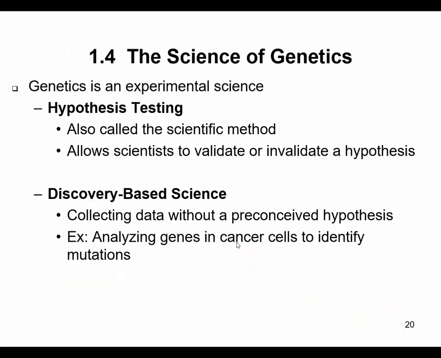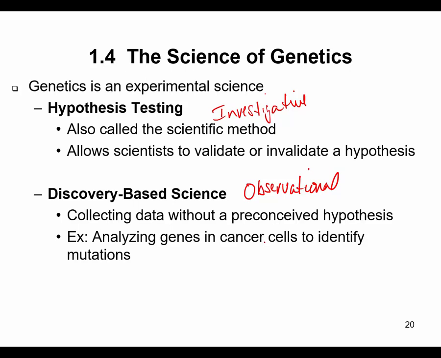Okay, the science of genetics. Let's talk about two different types of testing. We have hypothesis testing, which is investigative testing. You're actually manipulating something to see how it turns out. Or you have discovery-based science, and it's just observational. I mean, you might have to manipulate it to measure something. You can't see how many chromosomes are in a cell. You have to manipulate it to stain them to see it. But it's really just observational.